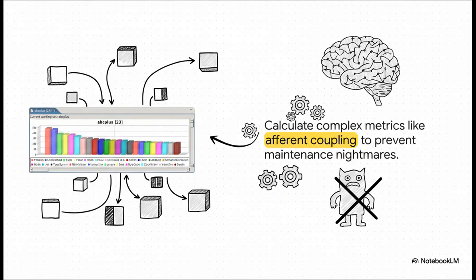And you can get really sophisticated with this stuff. This query, for example, is calculating a metric called afferent coupling. Now, that's a fancy way of asking how many other parts of the code rely on this one specific piece. By tracking this, you can automatically flag code that's becoming a Jenga tower, too central and risky to change, and prevent those future maintenance nightmares before they even start.